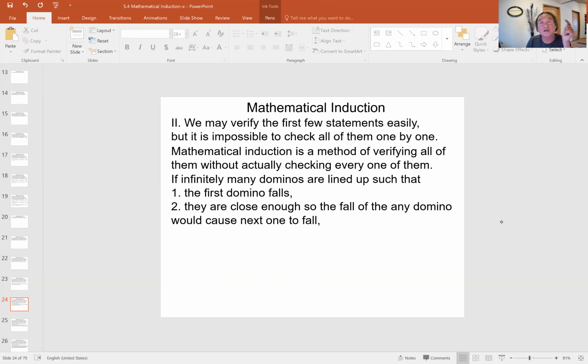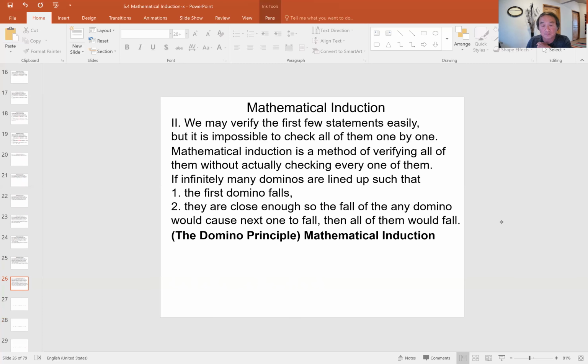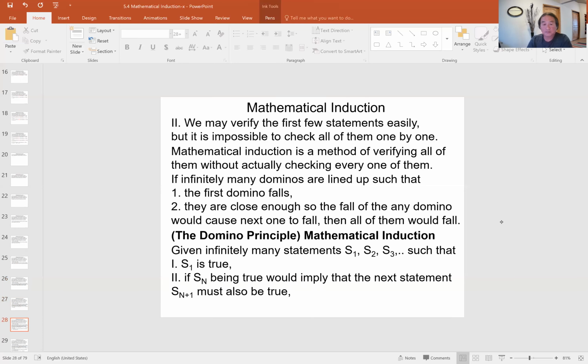The sum of the first n odd numbers is n squared. Okay. So what do we do? We do the following things. We first make sure that the first domino gets knocked over. It's true, right? In this case, what I mean by knocking over the domino is that the statement is true.